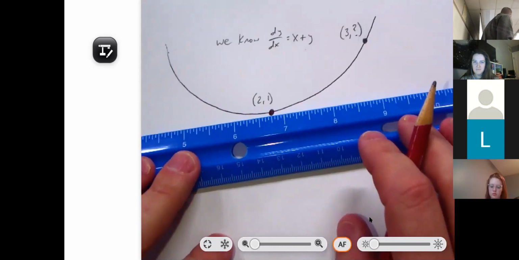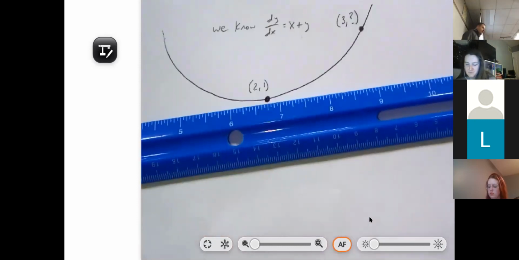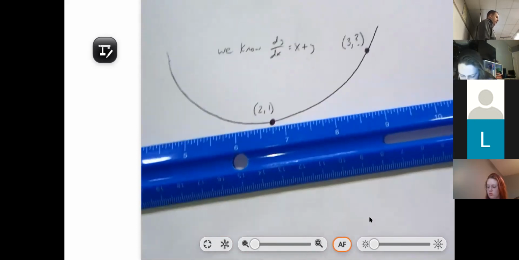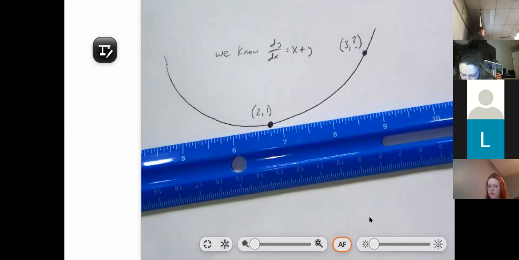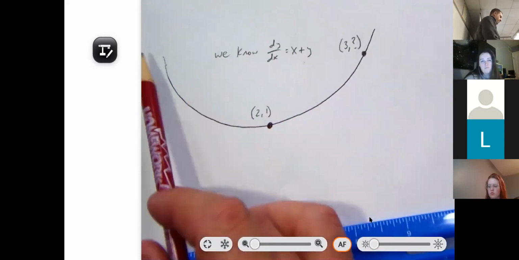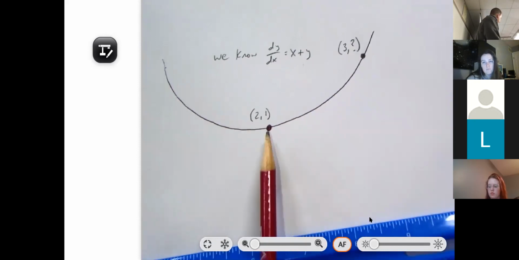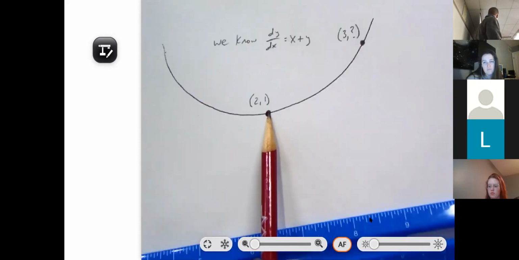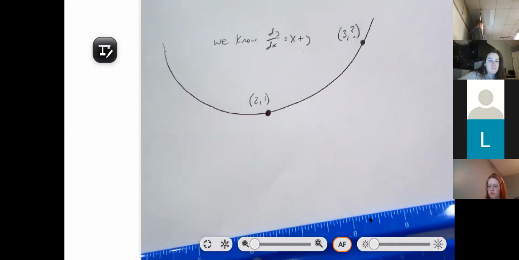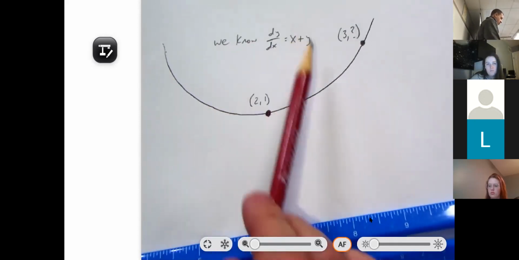Okay. So before I dive straight into the notes and the lesson, I want to explain what this is all about. Back in semester 1, we learned how to do tangent line approximations. If you remember, let's say that I have this curve and I know this point right here. I know that this curve goes through the point (2, 1). And the other thing I know is the derivative of this curve.